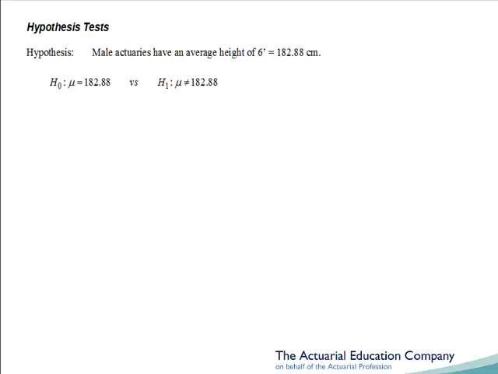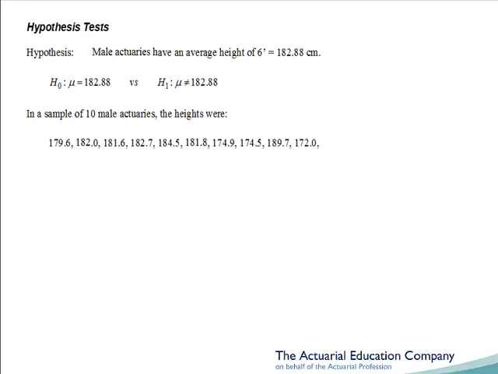So how do we test this? Well, we'll collect some sample data and examine it to see if it's consistent with our hypothesis. So suppose we collect the heights of 10 male actuaries, which are given here, and look at their sample mean, which is 180.33. Well, we can see it's a little bit different to our null hypothesis of 182.88. The question is, is it so different as to be considered significantly different?